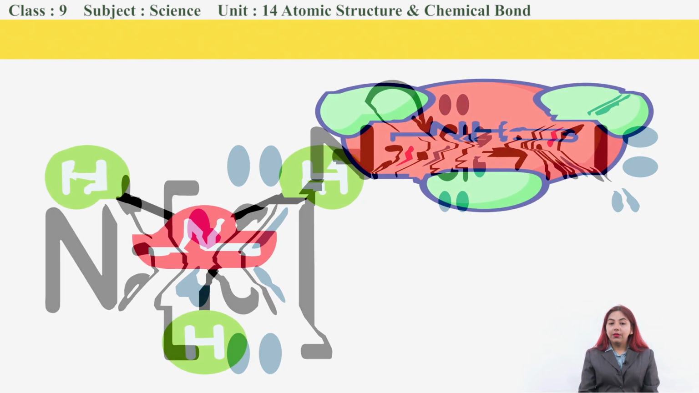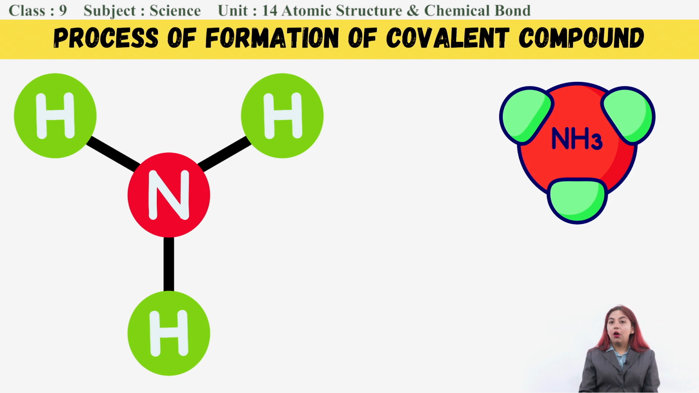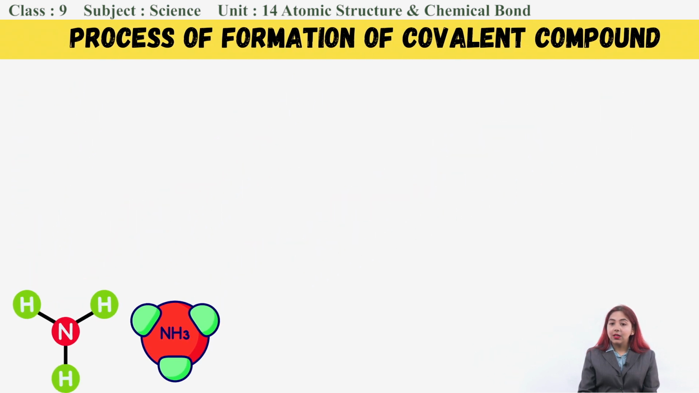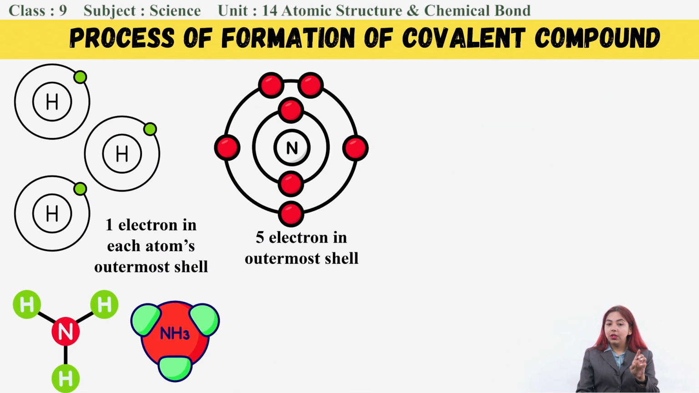Now another example we studied, of a covalent compound, was ammonia. The molecular formula of ammonia is NH3. So it contains 3 atoms of hydrogen and 1 atom of nitrogen. Each hydrogen has only a single electron in its outermost orbit, whereas nitrogen has 5 electrons in its outermost orbit. So it now needs 3 more electrons to reach the octet state.